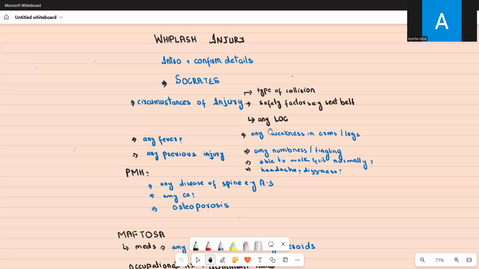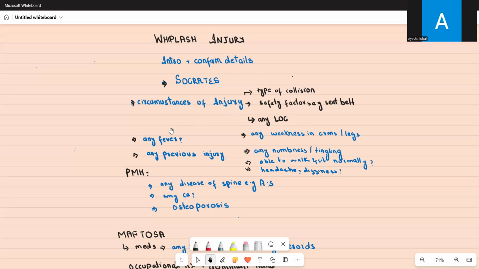Was there any loss of consciousness at all? And if there was loss of consciousness, then what was the duration of the blackout? What happened immediately after the blackout? How were they feeling? Did they vomit at all? Was there any recollection of the previous event, or was there some degree of amnesia? So these are the questions that you need to ask.